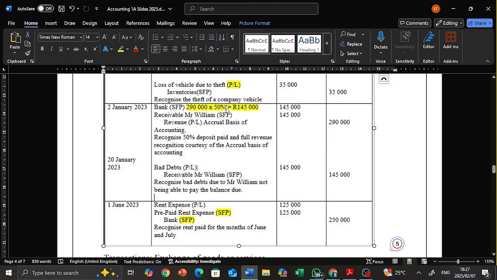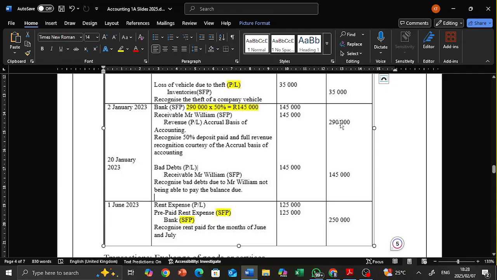Because we're selling this car to Mr. Williams and we said pay half now and pay half later. So the half that he paid is bank, on the debit side, because an asset is increasing, money is coming in. Then we also debit receivable, Mr. Williams, for the other half that he owes us. Great. And then we record the full revenue, guys, as 290,000.